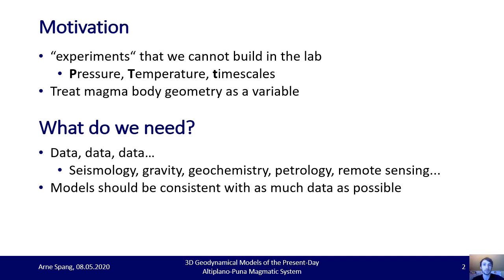And in a computer it's also much easier to just change one parameter and see how the system reacts. In our project we also want to treat the geometry of the magma body as a variable and see how the system reacts if we change the shape of the magma body. The other question you may have is, what do we need for numerical models? The answer is very simple. We need a lot of data. We need all we can get from seismology, from gravity, geochemistry, all the things that are listed here provide important constraints for us to set up a good model. And a good model should really be consistent with as much data as possible.